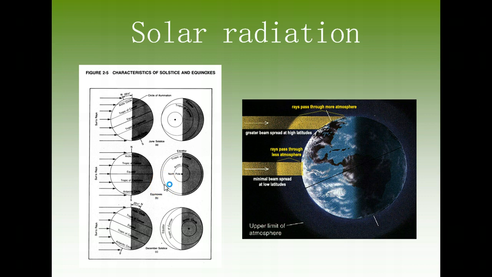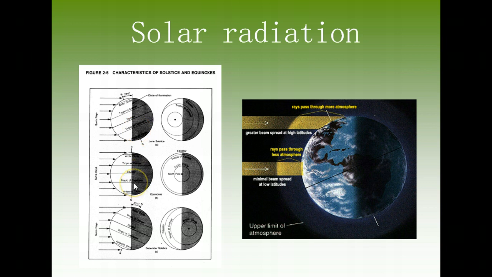This picture on the left here was showing how solar insolation changes throughout the seasons, and I liked this picture because you can see in the June solstice, which is the summer, when the northern hemisphere is tilted towards the sun, notice that the most direct rays are at the Tropic of Cancer here. Okay, and the northern hemisphere is experiencing summer, whereas the southern hemisphere is experiencing winter.